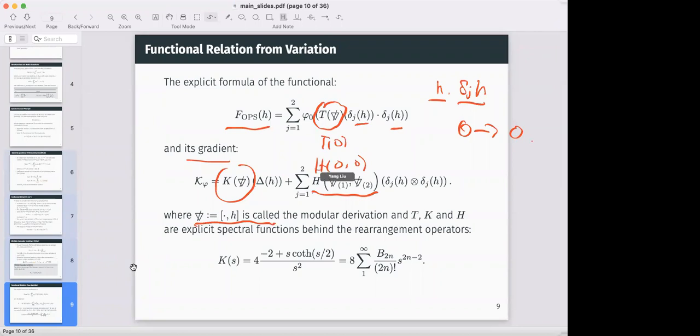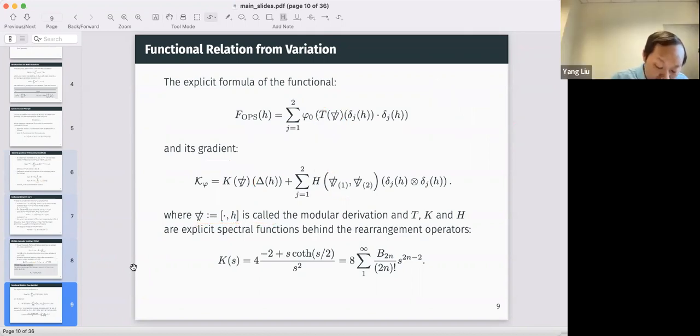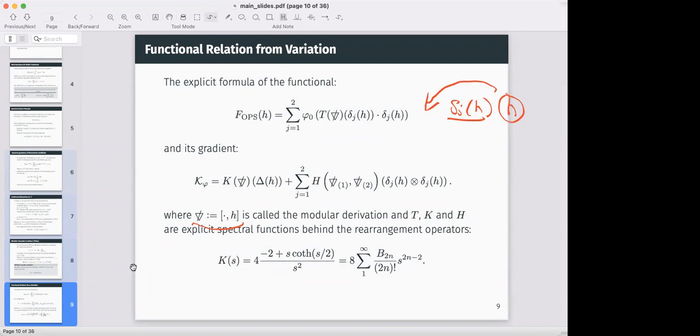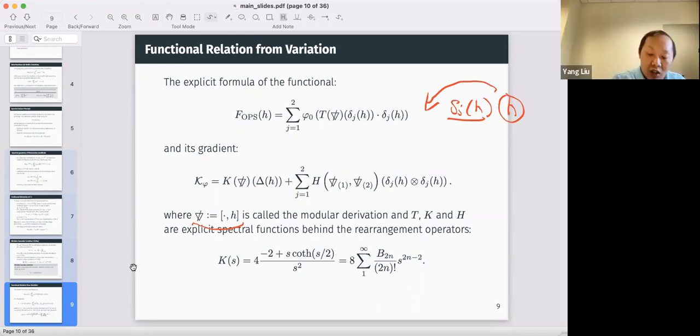Here we make use of this commutator to perform a rearrangement. Once we have some h on the right hand side of delta of h, we want to move it to the very left. Then we can combine all the terms together. So all these anomalies caused by this non-commutativity can be compressed into what I will call the rearrangement operators.